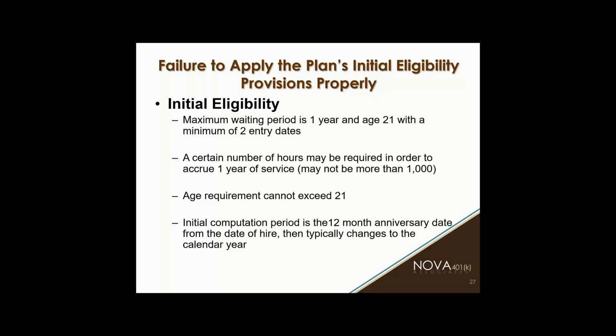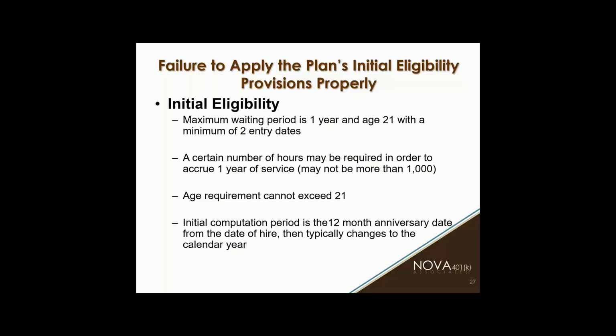And then the maximum age is age 21. You're not permitted to have an age 23 requirement, for example. People can be younger, that's fine, but not older. This is the part that most employers do not understand. The initial computation period to determine the 1-year wait is the 12-month anniversary date from the original date of hire. Okay, and then it typically changes to the calendar year if they don't qualify in the initial computation period.